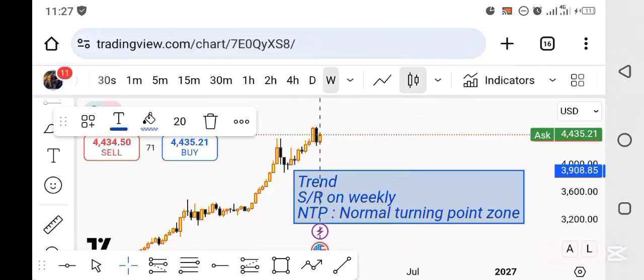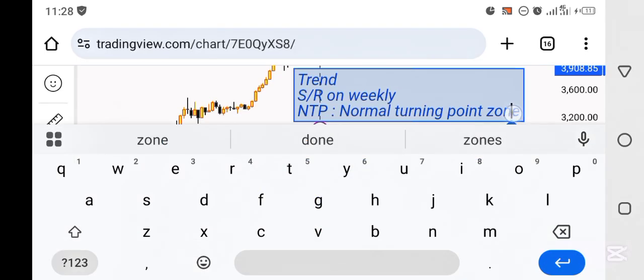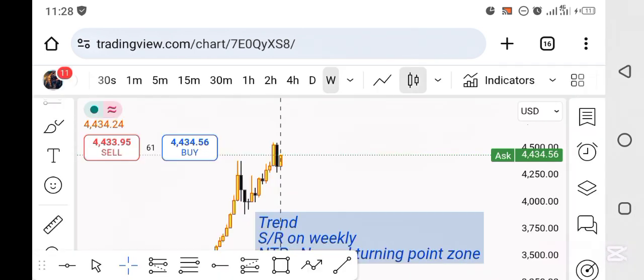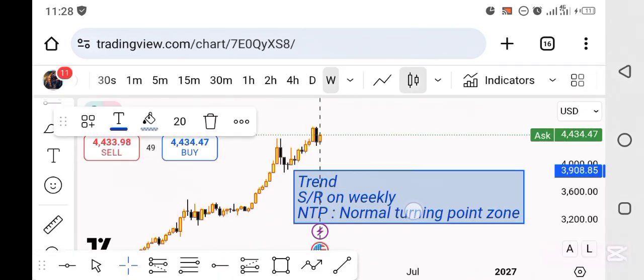The NTP is actually where I see my trade. Then I have another one called the one candlestick turning point. I will explain that later.